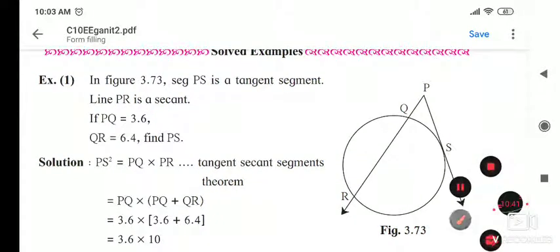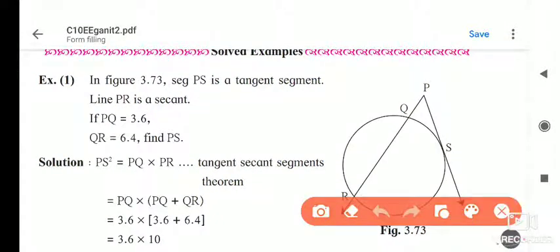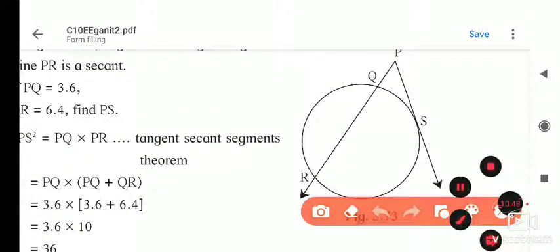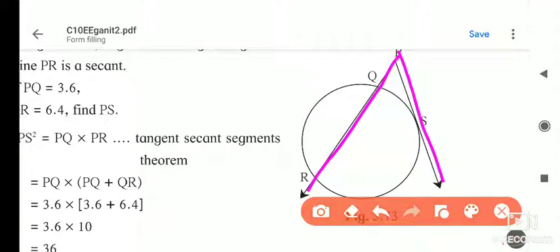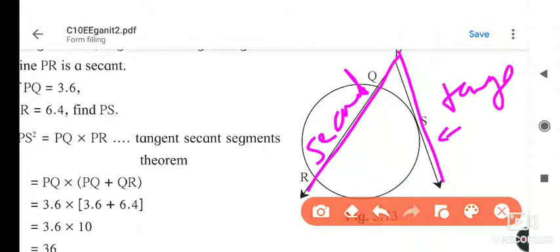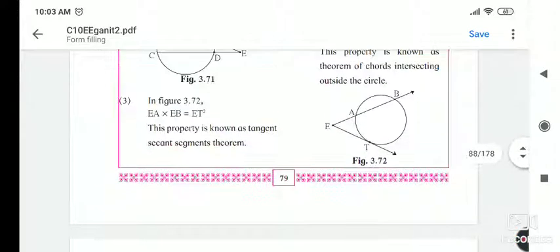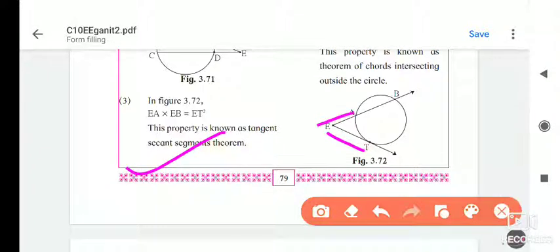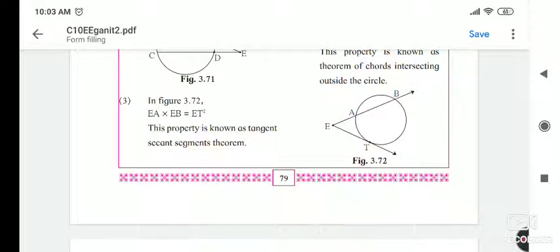Okay, now if you see the figure, you will notice that here one is the tangent and another is the secant. So RQ is a secant, and this PS is a tangent. So we have to use the property we just studied, that is ET square is equal to EA into EB. Okay, now we will solve the example.